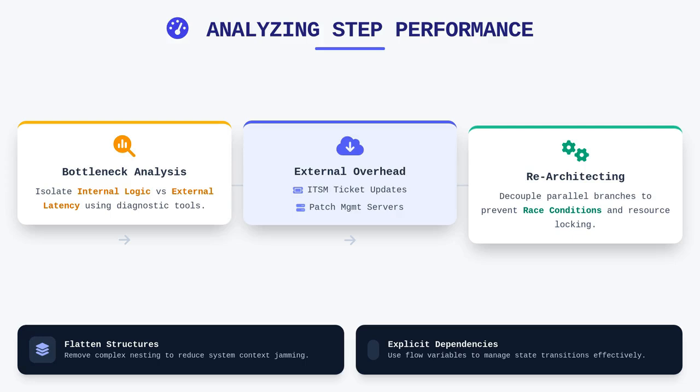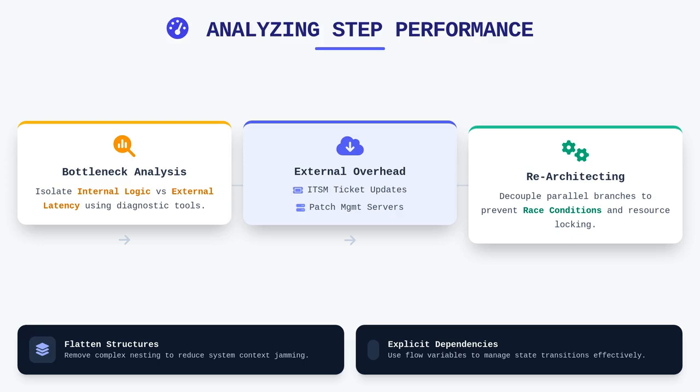Analyzing step performance data points requires a disciplined look at the overhead introduced by integration points and external calls. Often, a flow is not strictly failing, but rather performing poorly because an action step is awaiting a response from an external source, such as an ITSM ticket update or a remote patch management server. We can use the platform's diagnostic tools to measure the duration of specific steps, which helps in isolating whether the delay is internal to the flow logic or external to the platform's capacity.